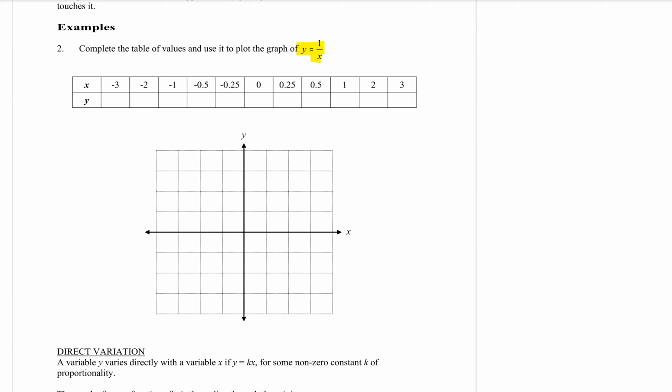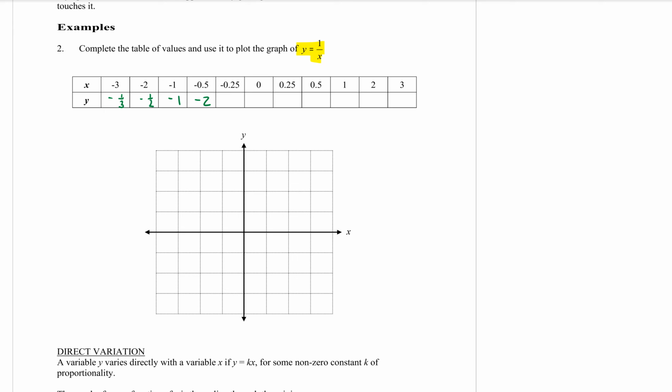So subbing in minus 3. 1 over minus 3 is minus a third or minus 0.333. I'm just going to leave it as a fraction. Easier. Subbing in minus 2, we get minus a half. Subbing in minus 1. 1 over minus 1 is minus 1. 1 divided by minus a half is going to be negative 2. 1 divided by negative 0.25 is negative 4.